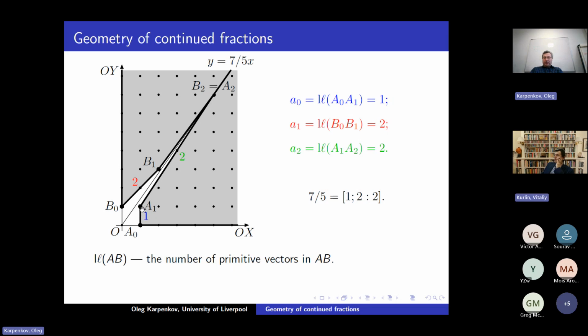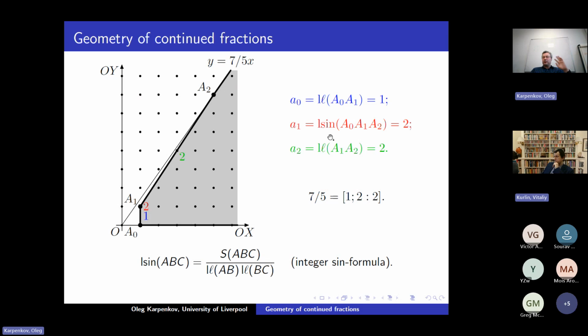And it turns out it's possible to do, because a broken line has lengths of edges, but it also has angles here. It turns out that we don't need the y-axis at all. We can just read the number 2 from the angle. So how to define an angle?